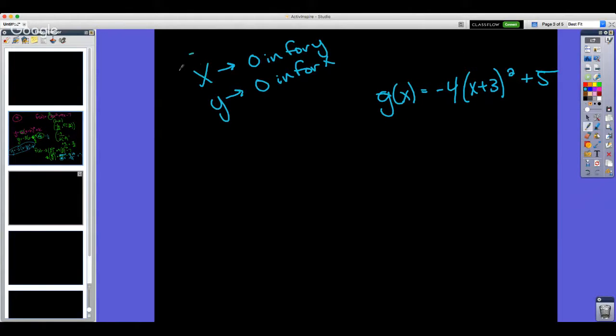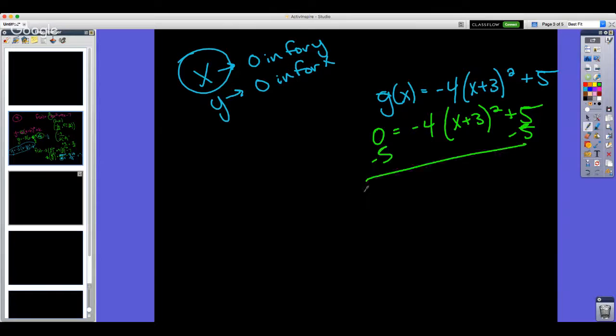The one that really gets people is the x-intercept. So if I plug 0 in for y, or g of x here, I have 0 equals negative 4 times x plus 3 squared plus 5. To solve this, we're going to subtract 5. And when I do that, I have negative 4 times x plus 3 squared. I'm going to divide by negative 4. So I have 5 over 4 equals x plus 3 squared.